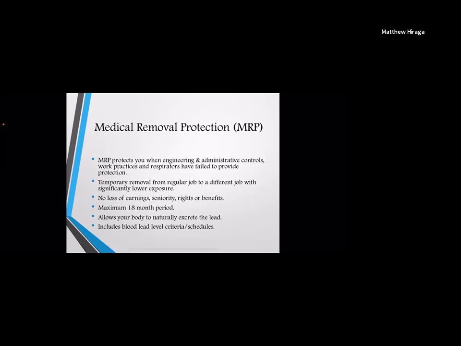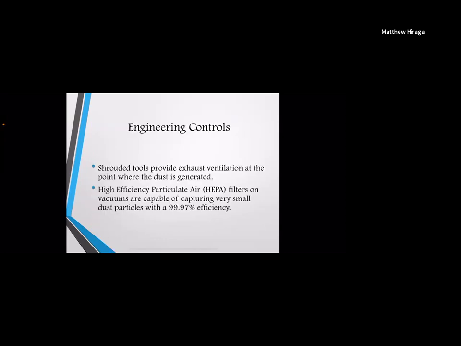Now, engineering controls. Shrouded tools provide exhaust ventilation at a point where the dust is generated. For example, you take a handheld grinder, it has the shroud with a HEPA vac. This is an engineering control. If you use a high-efficiency particulate air filter on vacuums, that means it's capable of containing 99.97% of dust, and that's down to 0.3 microns, which is awesomely small. Okay, so that's what a HEPA filter is.